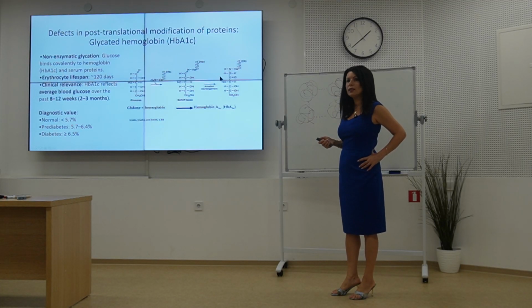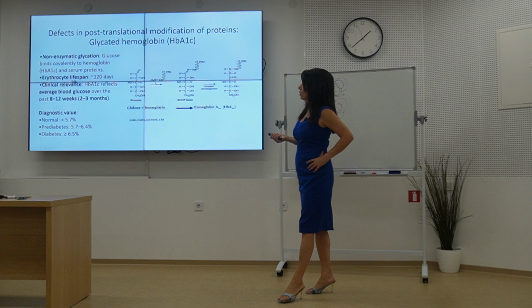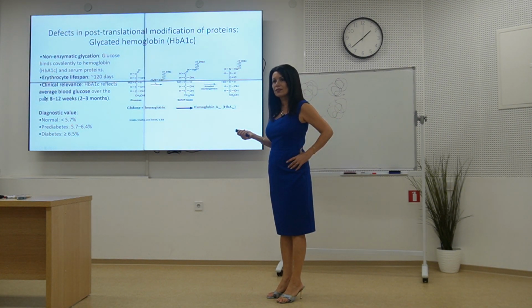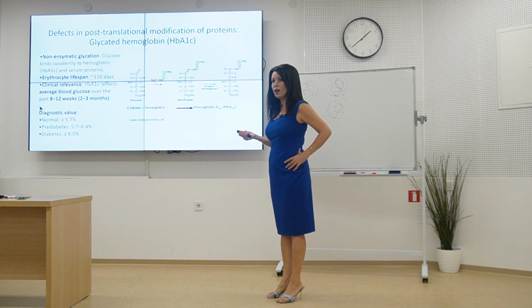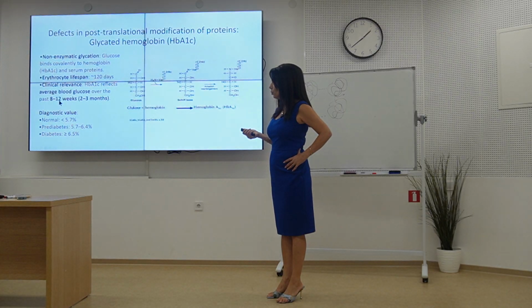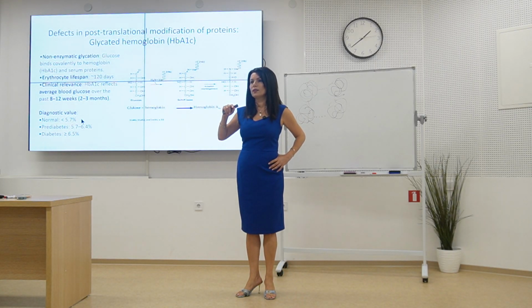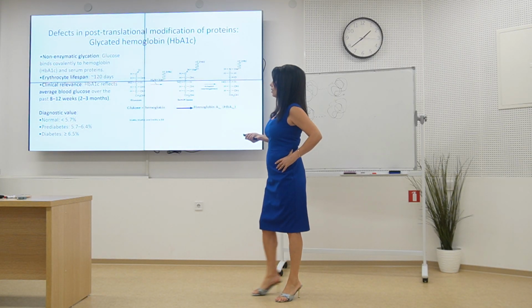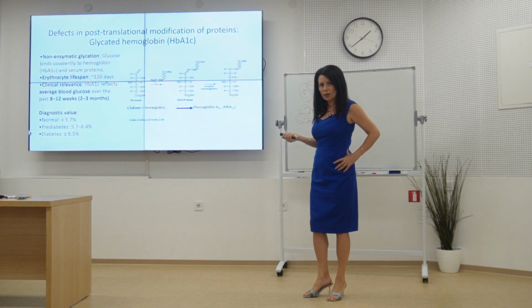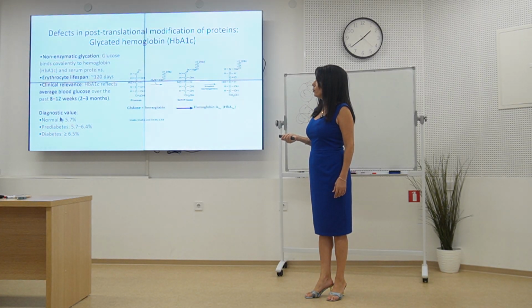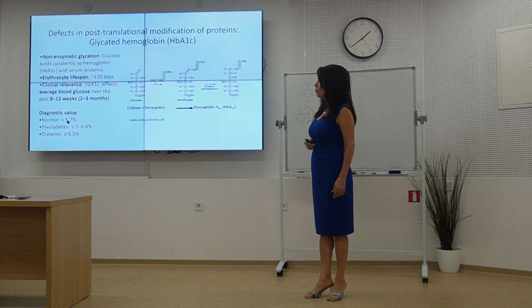In the end, there is formation of this type of hemoglobin, which is called hemoglobin A1C. It is a glycated hemoglobin. This is an indicator for the blood glucose levels in the past 8 to 12 weeks, or 2-3 months. Why? Because this is the lifespan of erythrocytes. And we can test how much is present in the clinical laboratories, and the normal level is less than 5.7%.